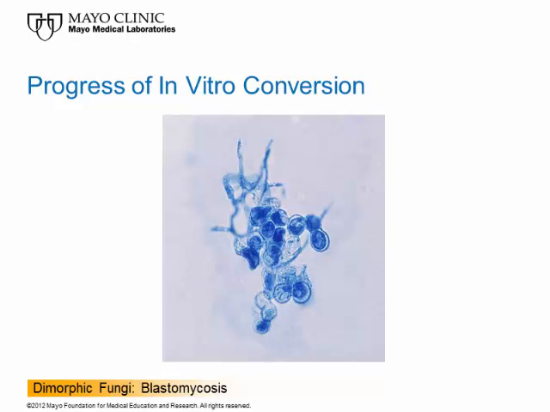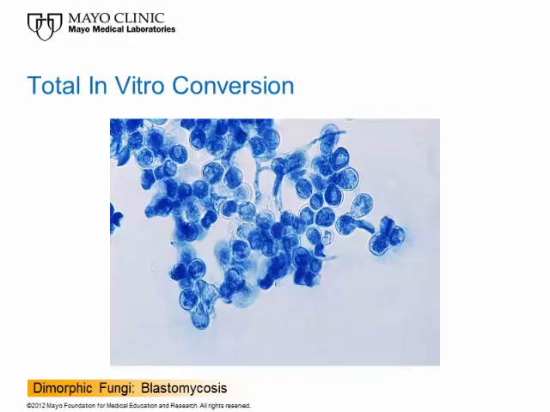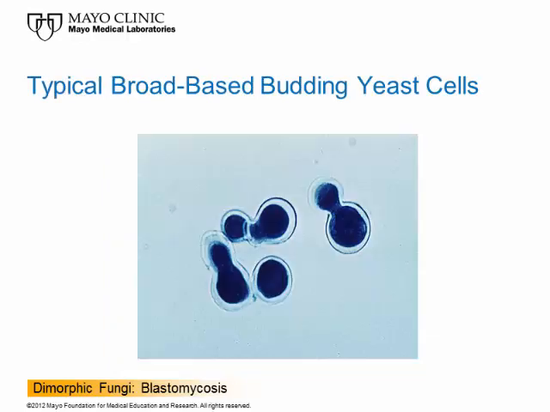But the next one shows you further development of these yeast cells. And if you look around in there, you can see some that have broad-based buds on them, and they have a double contoured wall. And this is what Blastomyces dermatitidis looks like. This next image shows you what ideally they would look like. This is a textbook perfect picture of this organism. You don't always find them looking this way.